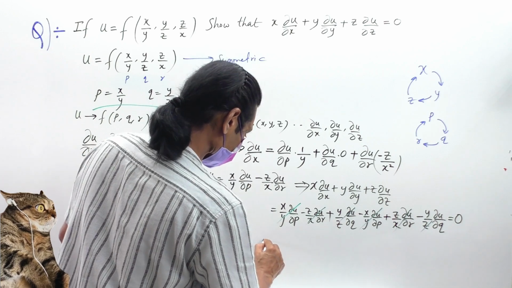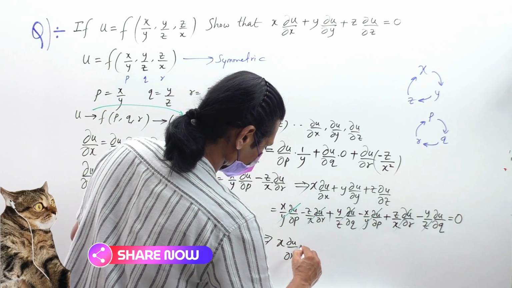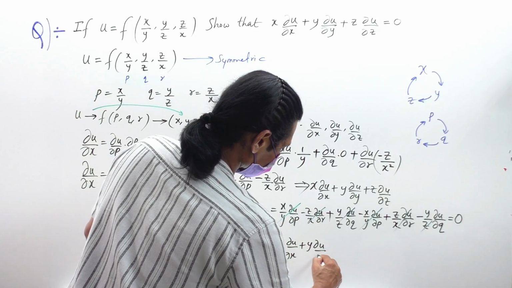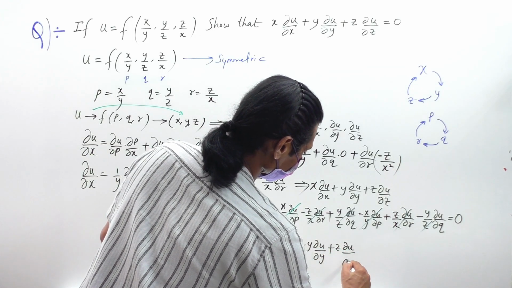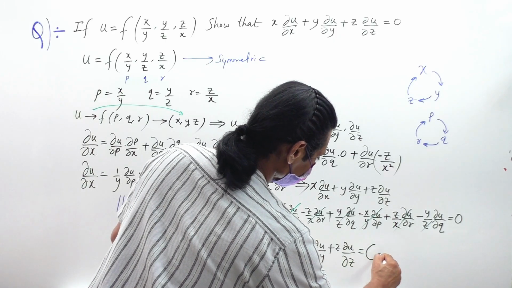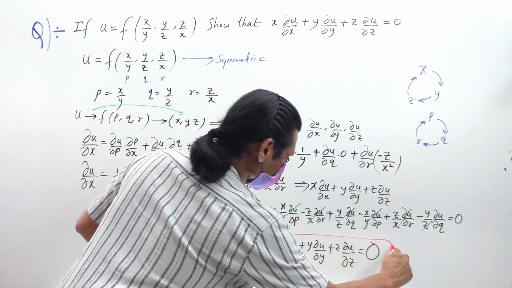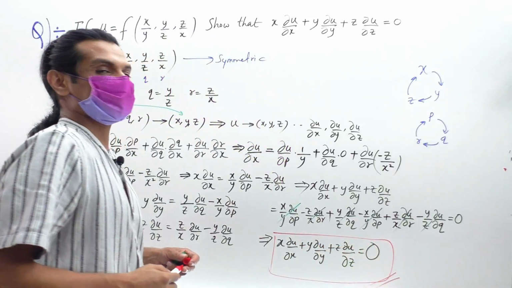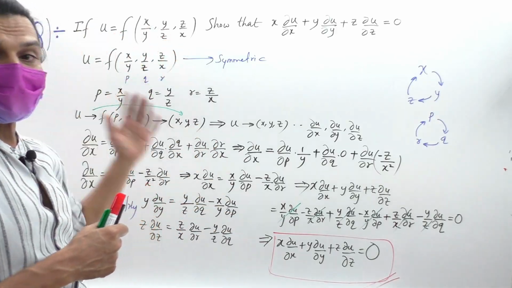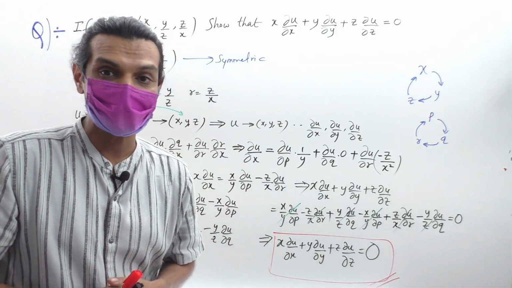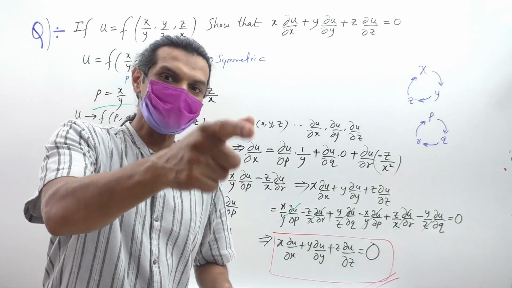That means you can write that implies, therefore, x dou u by dou x plus y dou u by dou y plus z dou u by dou z equals to 0. That's the answer. Full 7 marks guaranteed. So please take a notebook, take a pen, and practice both the problems in the same way which I am doing here, and I bet you won't lose a single mark. Okay, I hope you will do it.